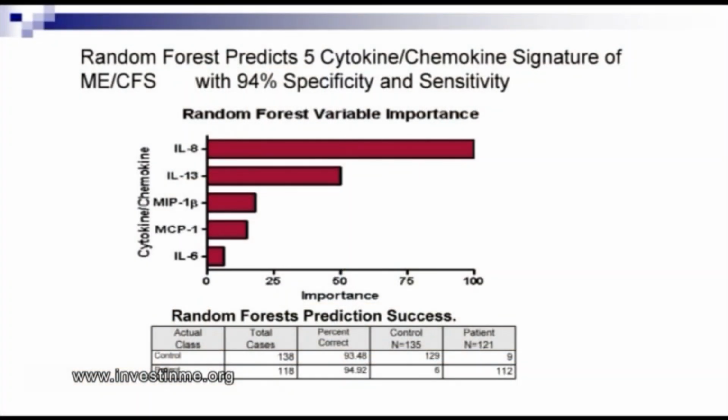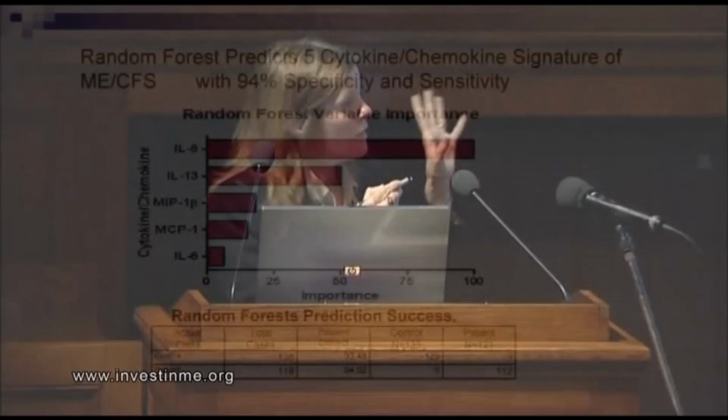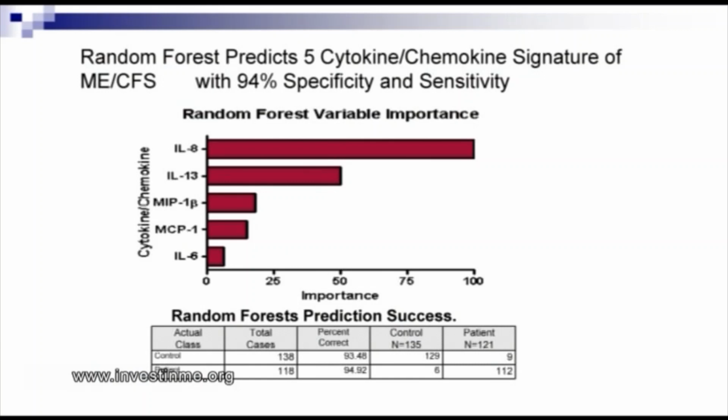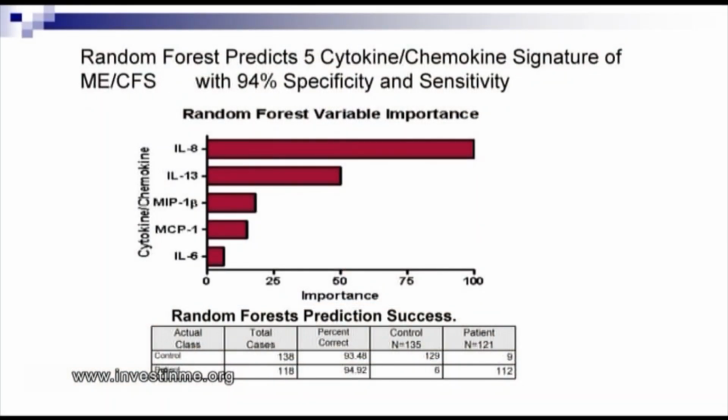And so I'll show you with that statistical technology, we could identify a 5 cytokine chemokine signature that could be used diagnostically if validated, that would predict a CFS patient 94% of the time, only 6% false positives, and similarly only 6% false negatives. Easily done, translate it to any lab, and you can look at those cytokines and chemokines in your patients.